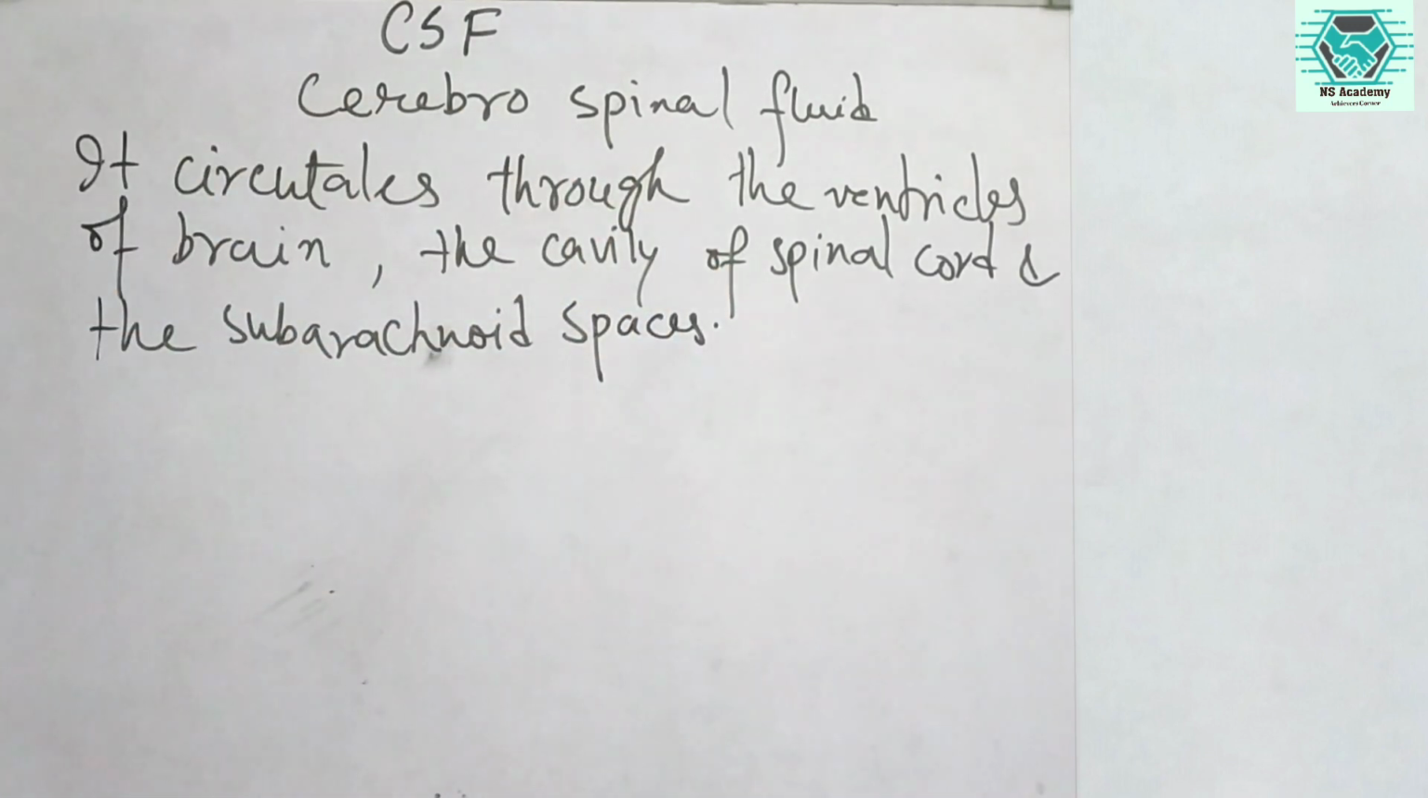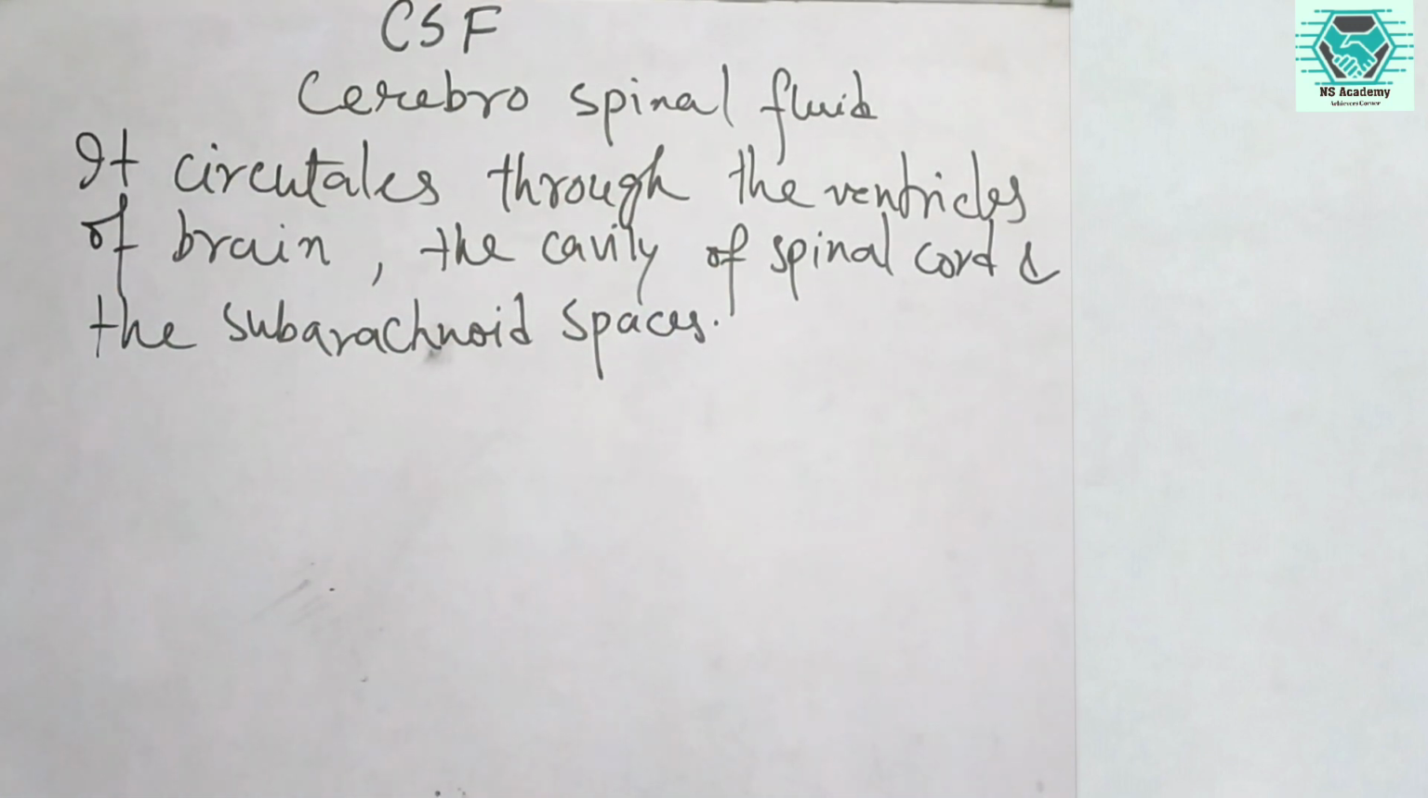Since the brain floats in CSF, the fluid acts to reduce the effective weight of the brain from some 1000 grams to about 50 grams, and also protects the brain from knocks on the head. So it is a very important fluid.